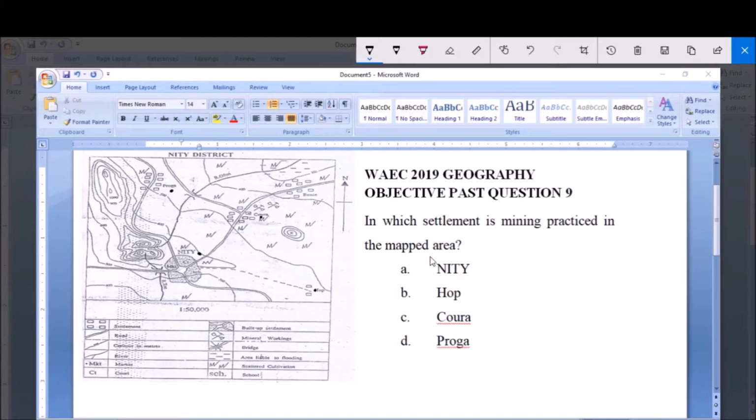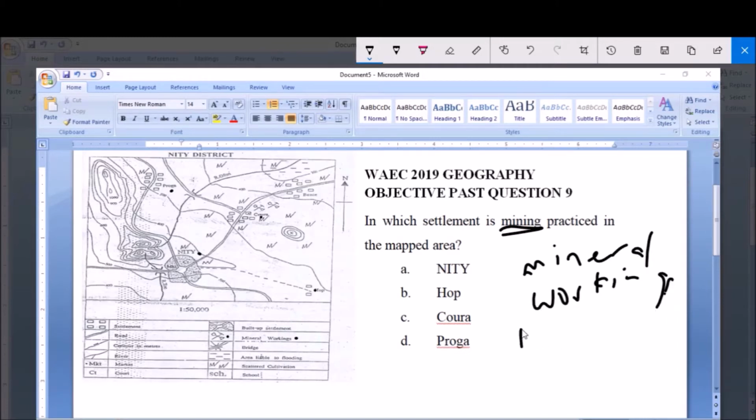Now, in order to determine which settlement mining is practiced in, we'll take a look at the map keys given to us. So you can see different keys, symbols for settlement, road, and all that. Now, there is a symbol here that represents mineral workings. So this is the symbol. This symbol represents mineral workings.